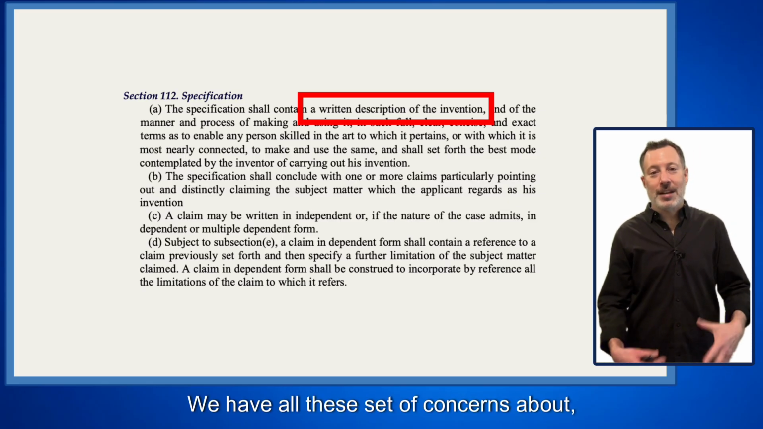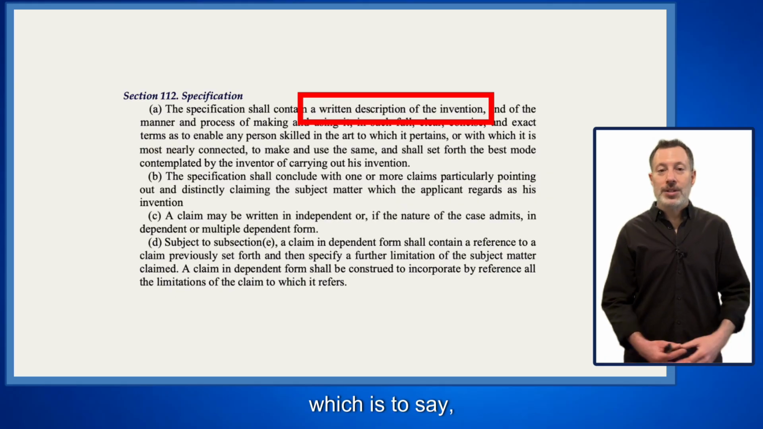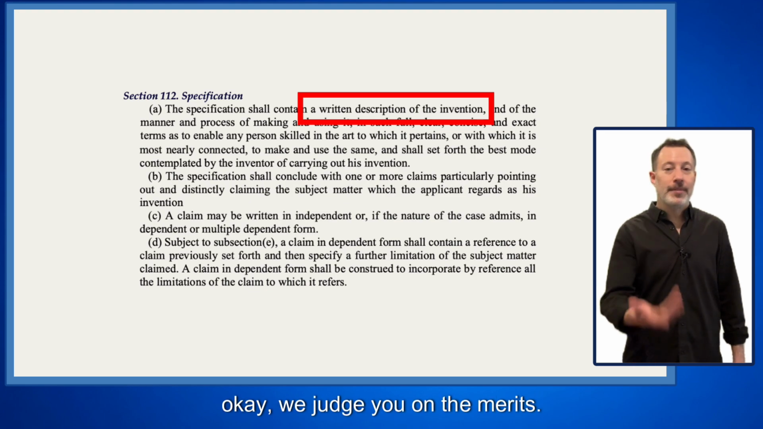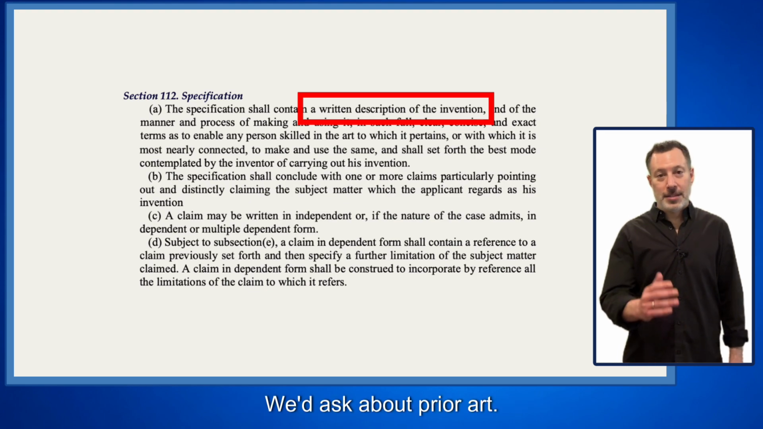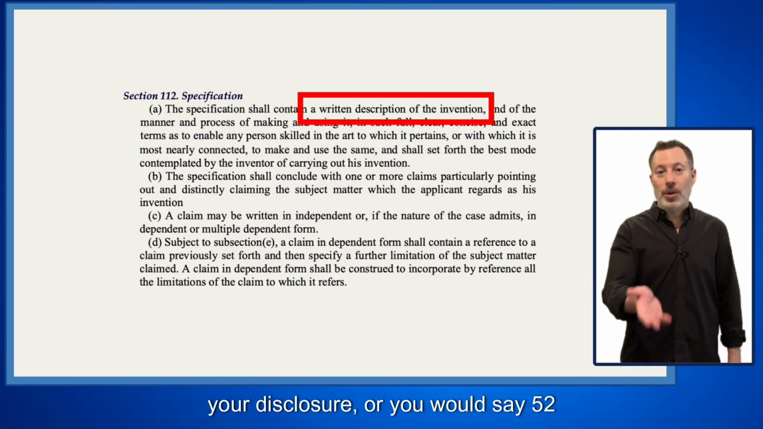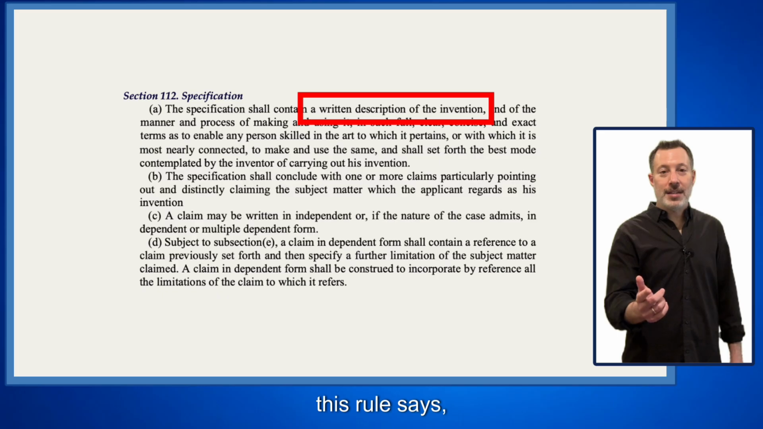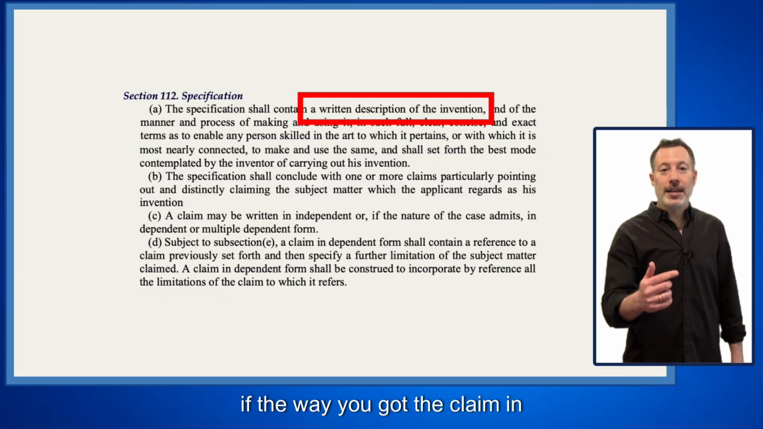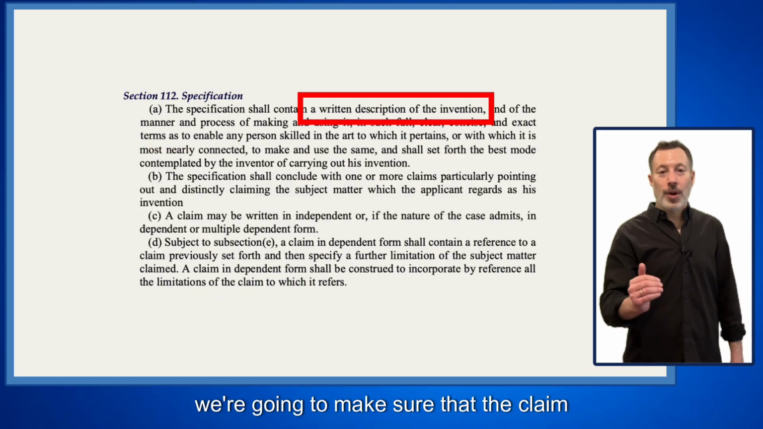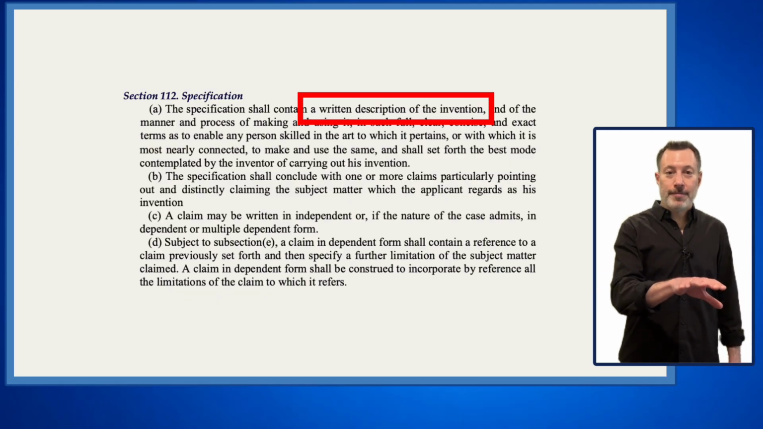We have all these set of concerns about, in essence, timing, which is to say, if you filed today and said 52, okay, we judge you on the merits. We'd ask about prior art, what do we know as of today? We'd ask about your disclosure, where you would say 52 explicitly. But this rule says if the way you got the claim in was by adding it later in the game, we're going to make sure that the claim intellectually matches your description.